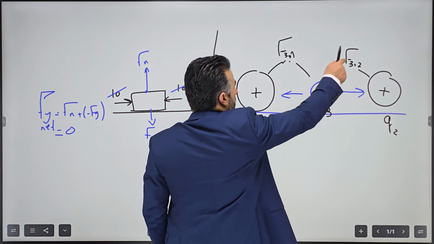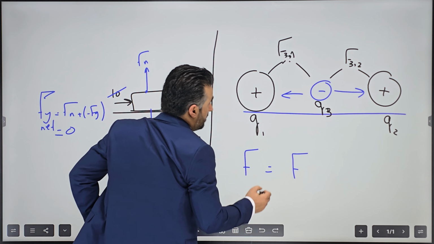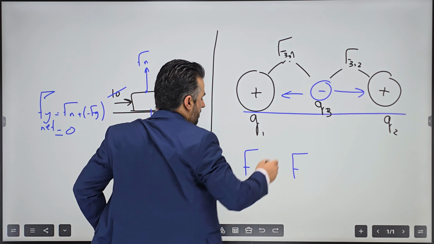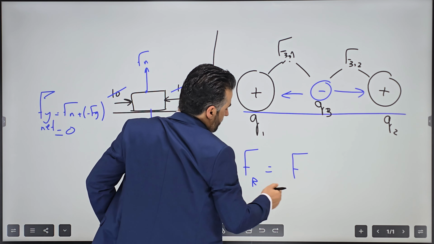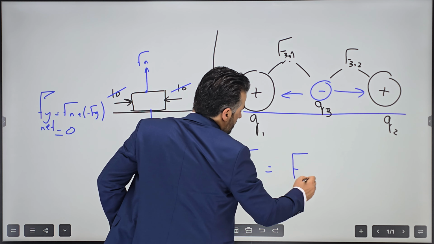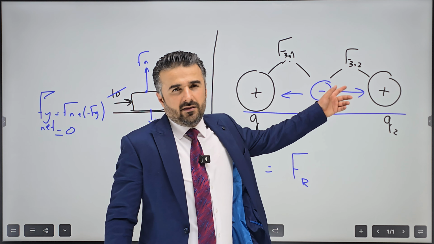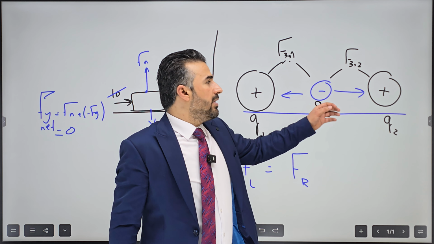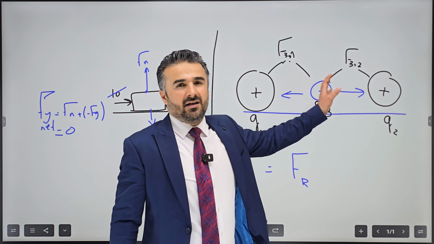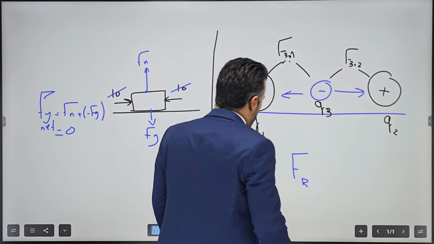Watch this. If these two forces are equal in magnitude and opposite in direction, you could just call them the force that is to the right and the force that is to the left. If these two forces are equal in magnitude and opposite in direction, then do you think this charge will move? At this point, the answer is no. But will this charge always be right in the middle between the two charges? No.